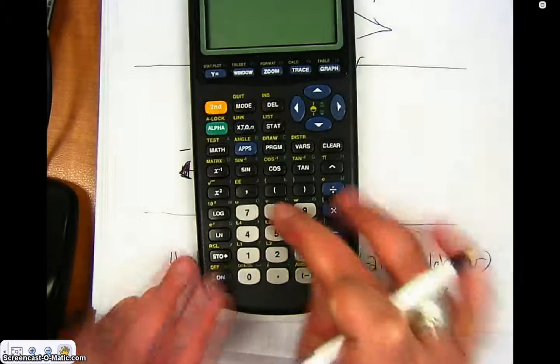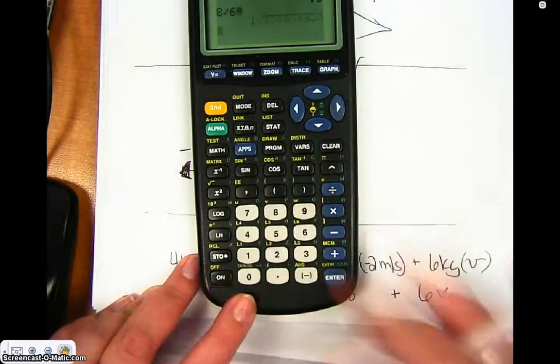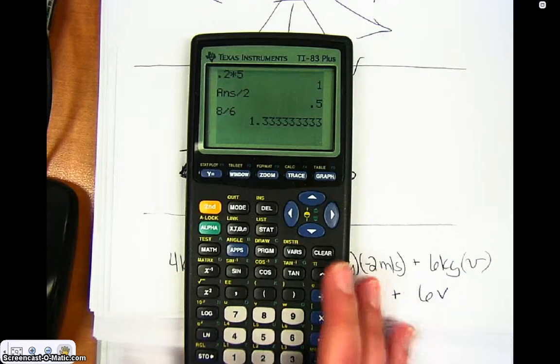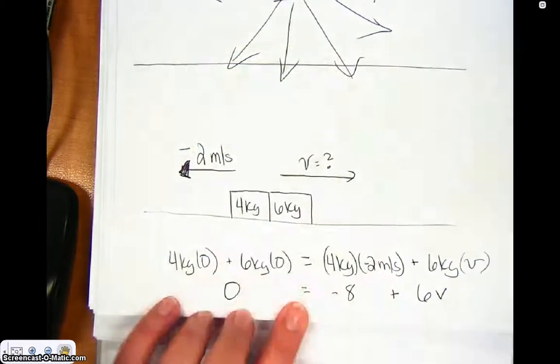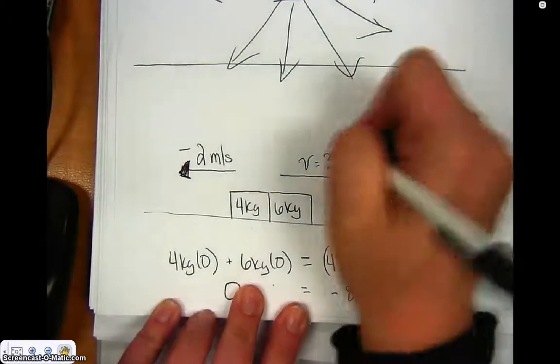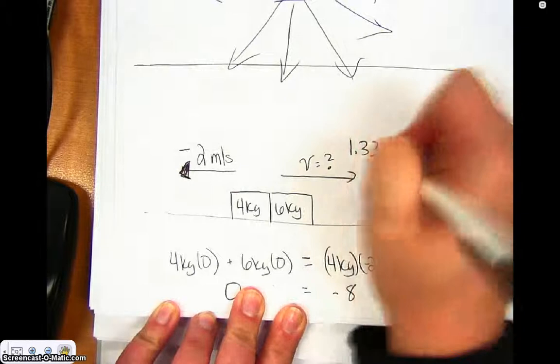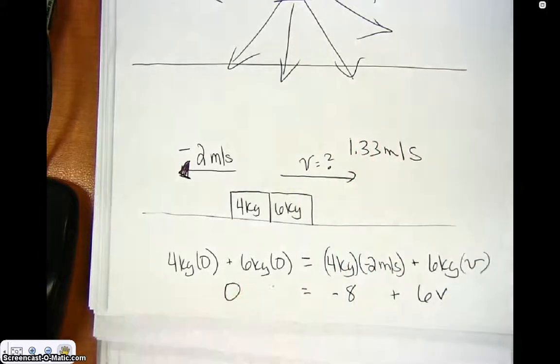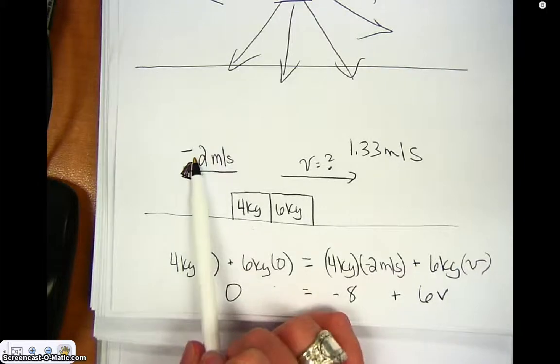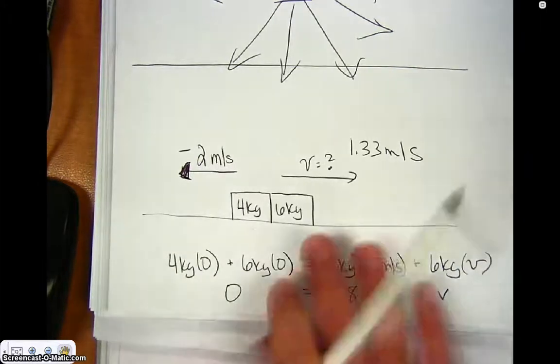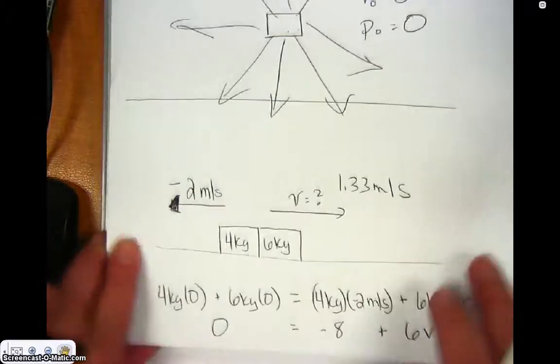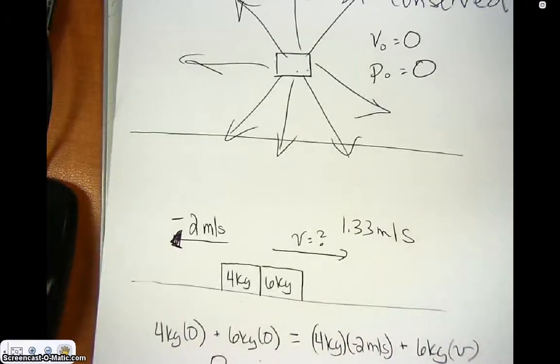If I take 8 and divide by 6, I get that the velocity of the second car is 1.33 meters per second. It's to the right. It's a positive value, so that's how I know the direction, because I said that left was negative. All right, so that's a simple explosion problem. I'll leave it with that for this video, and in the next video I'll discuss elastic collisions.